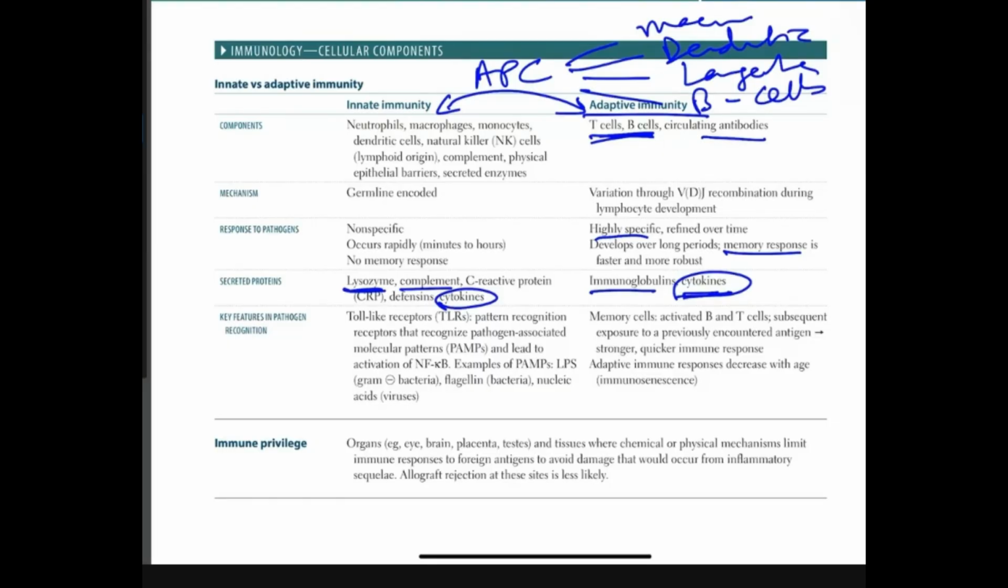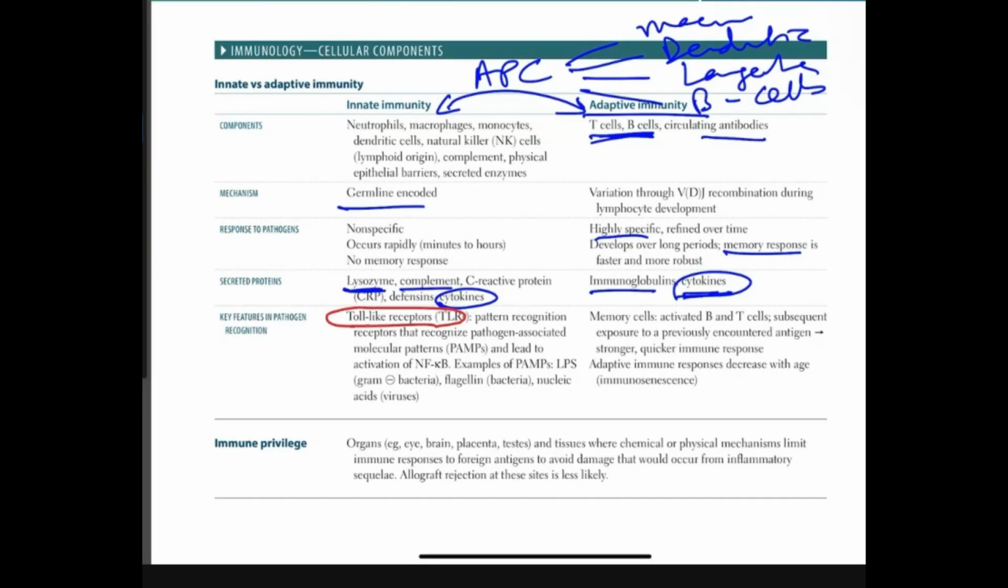Also note that the innate is germline encoded, meaning you're born with it and it doesn't change. Its response is like a hammer, where everything is a nail, so to speak. While the adaptive undergoes VDJ recombination to modify the response, the specificity of the T and B cells.